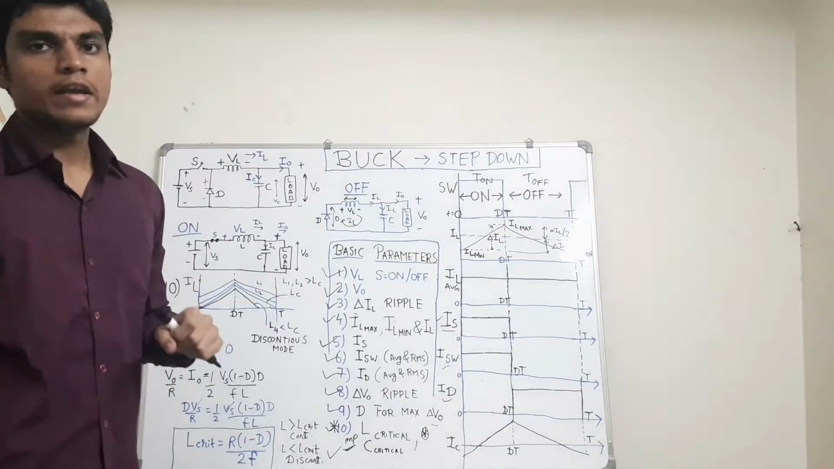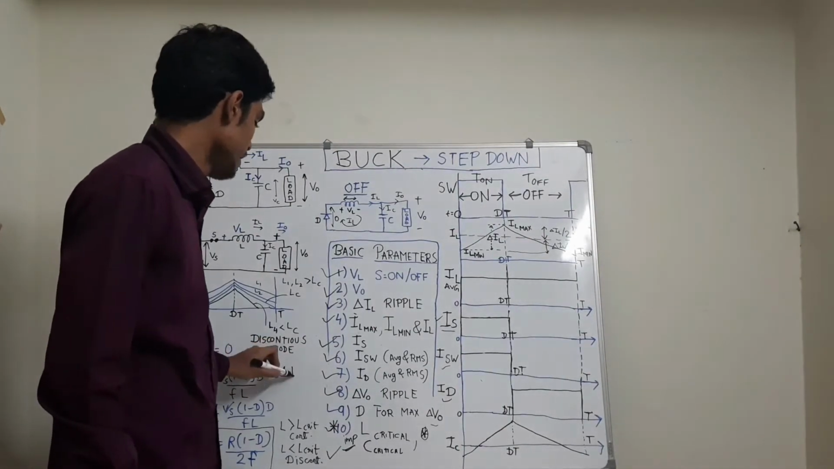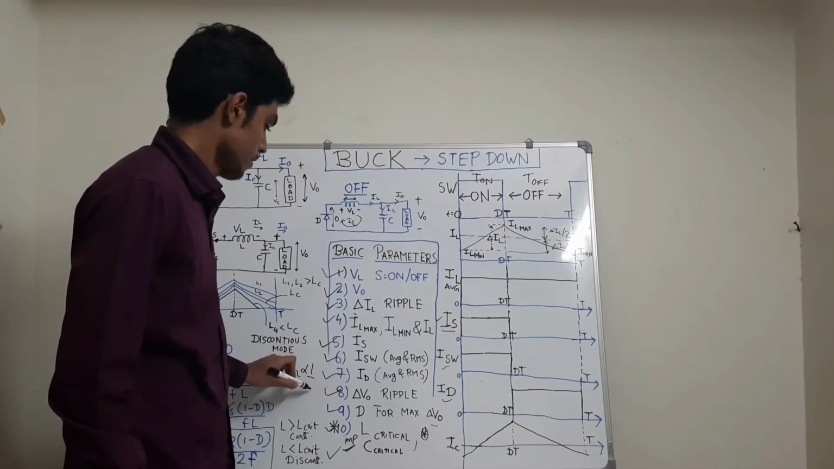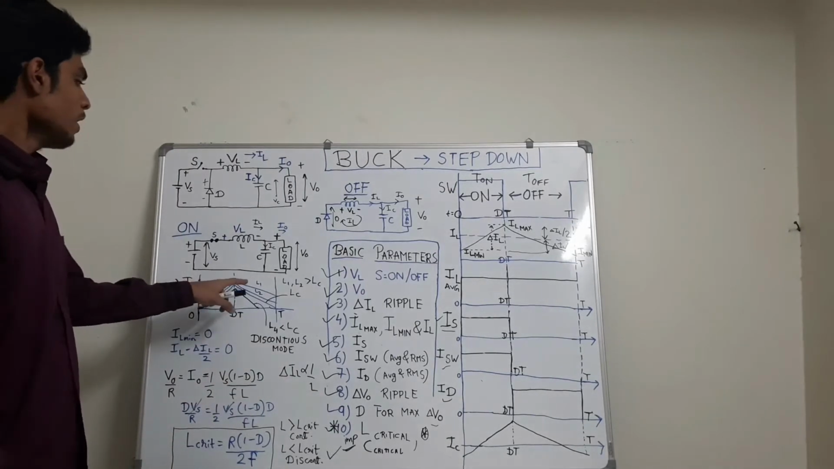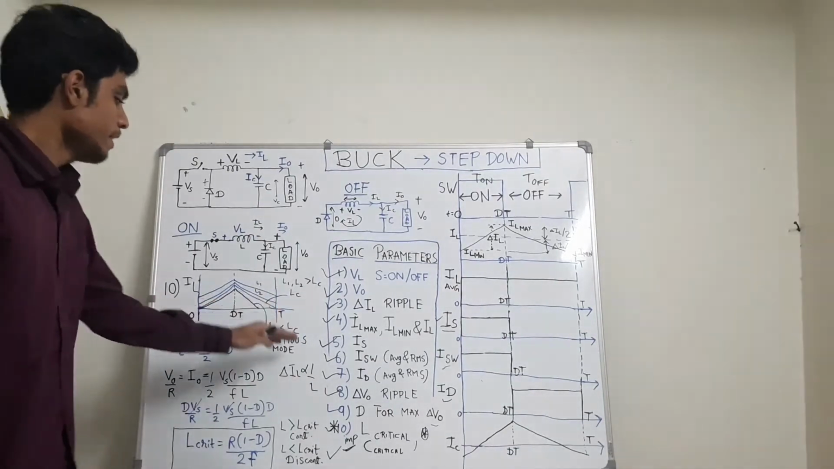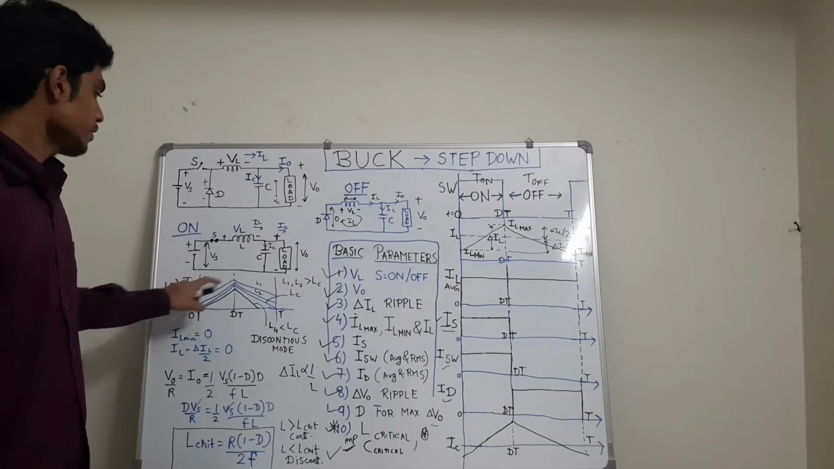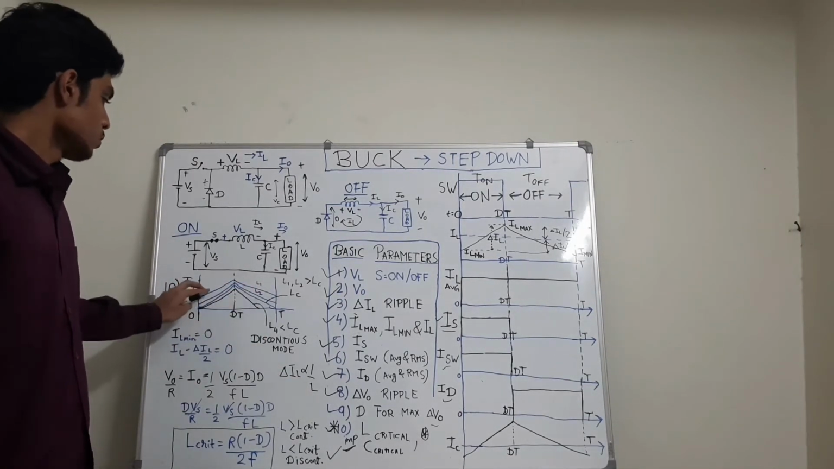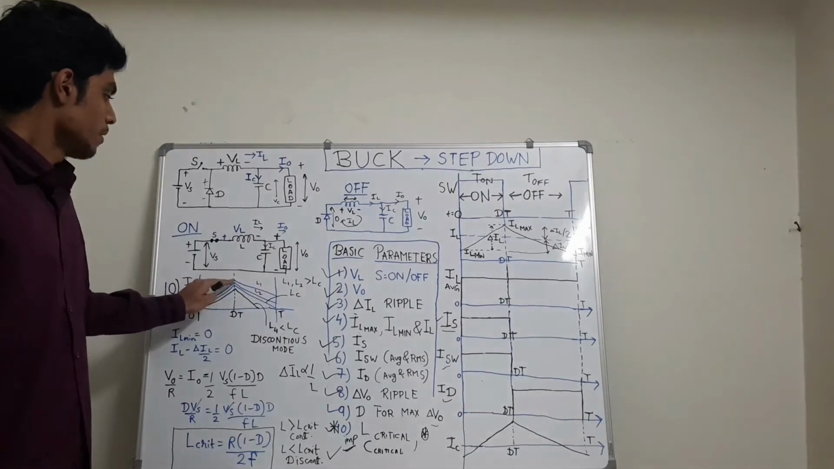So I told you earlier that the ripple in inductor current del IL is inversely proportional to the value of inductance, right? So if I decrease the inductance, then the ripple increases. Suppose first it was L1, now I decrease the value of inductance to L2, so the ripple increased but the graph shifted below.